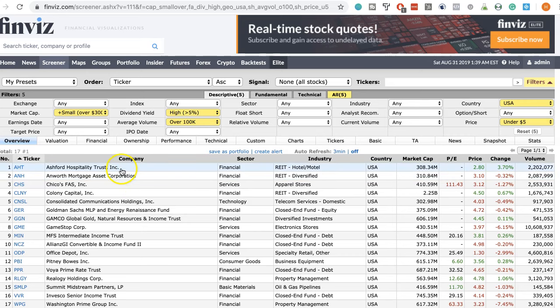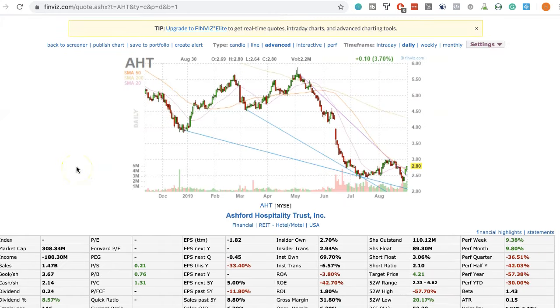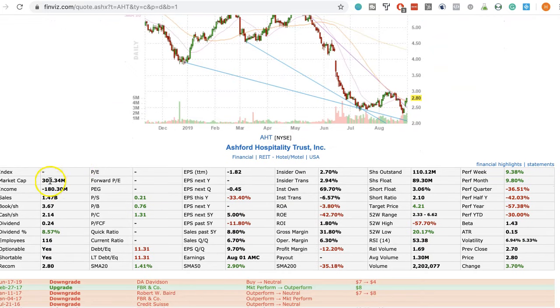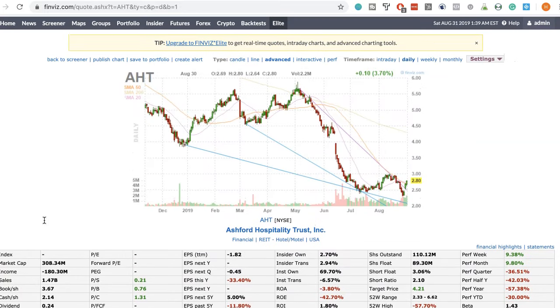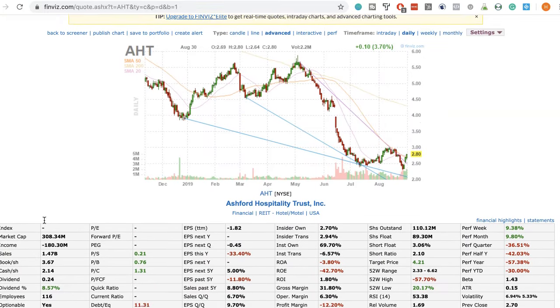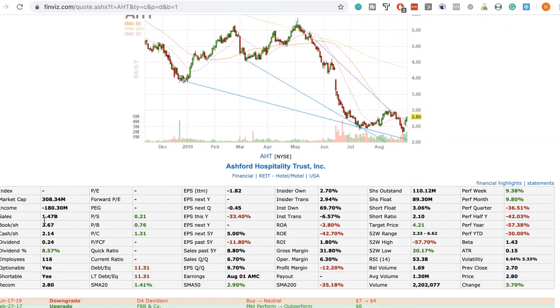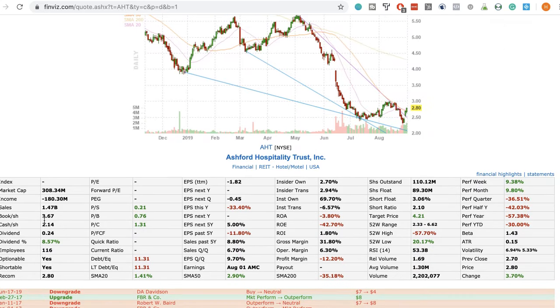So let's go into, let me see here. Market cap is high. This has a good amount. This is a REIT, a real estate investment trust, with a good amount of volume being traded, right? Has a decent market cap, low income, but the dividend is basically 8.57%, and they give out 24 cents. So what I like to do is, the reason FinViz is so awesome is because you can get real-time quotes, intraday charts, advanced charting tools, and you get a ton of information about the stock.